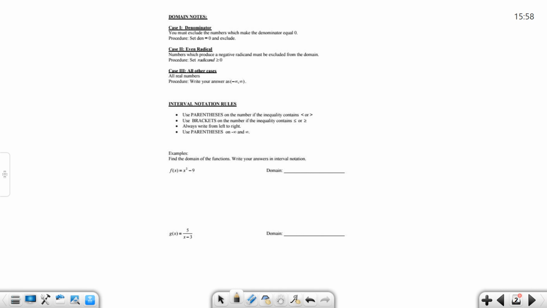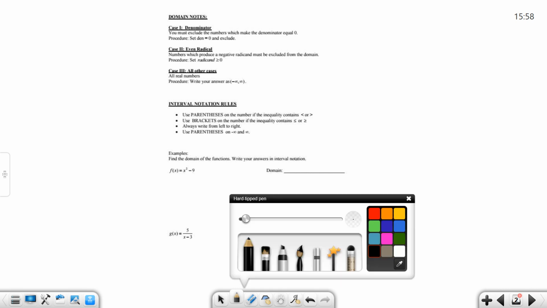Okay, case 1 is, does this have a denominator? The answer is no, it does not have a denominator. Case 2 says, does this have an even radical? The answer is no, it does not have an even radical. So that means this is in case 3. So case 3 says all other cases, which means it's all real numbers.